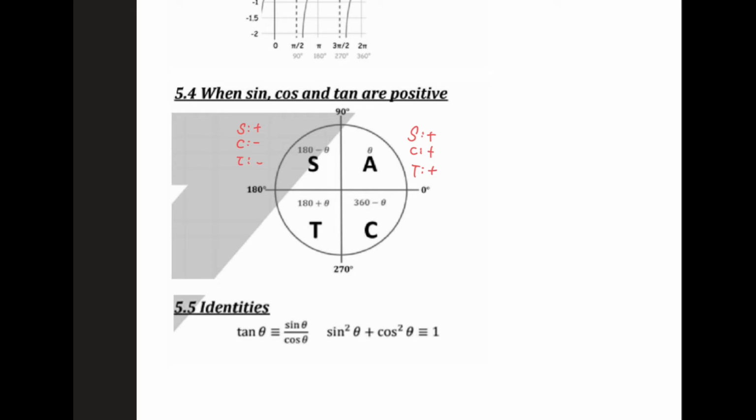Then you can see the next quadrant, the third quadrant. We use 180 plus theta to find the angle in the third quadrant. Then you can see T over here. If you see T here, it means only tangent is positive. So sine is negative, cos is negative, tangent is positive. Next one, if you see C here, that means cos is positive, sine and tangent are negative.